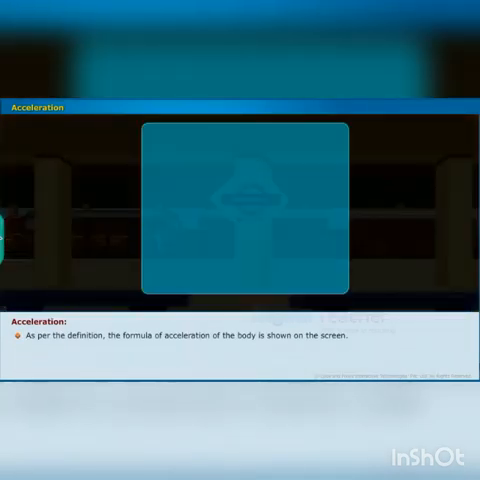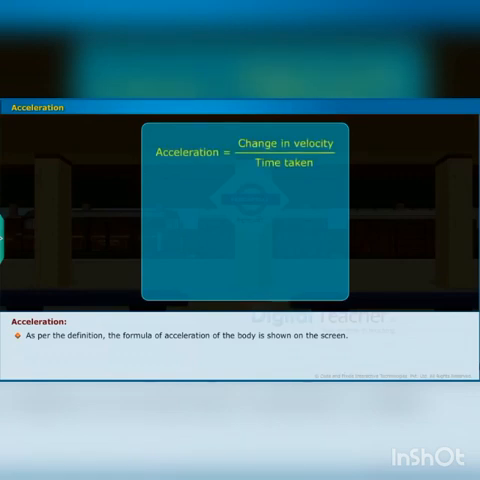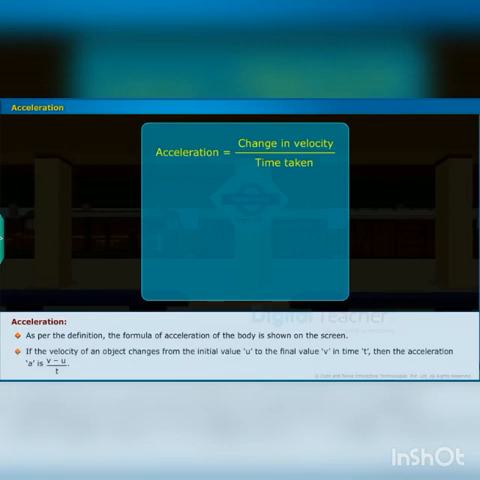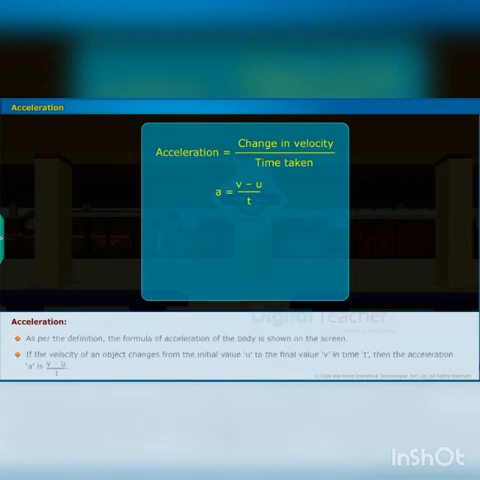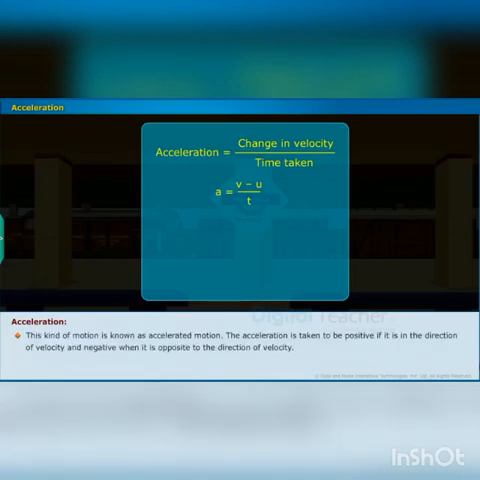As per the definition, the formula of acceleration of the body is shown on the screen. If the velocity of an object changes from the initial value u to the final value v in time t, then the acceleration a is (v minus u) by t. This kind of motion is known as accelerated motion.